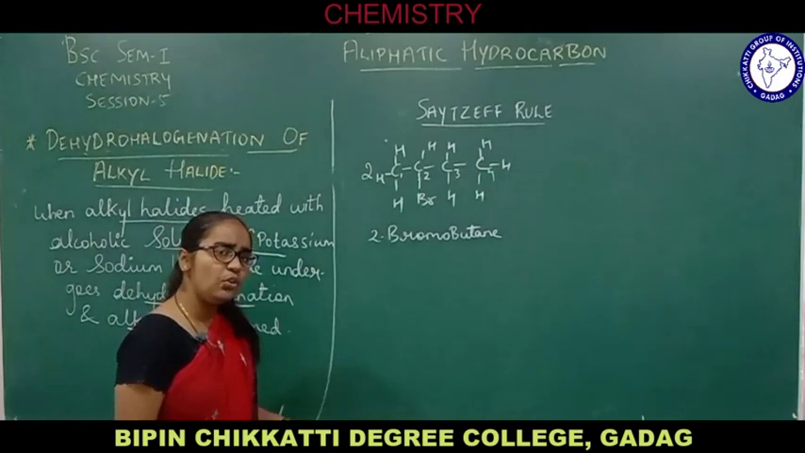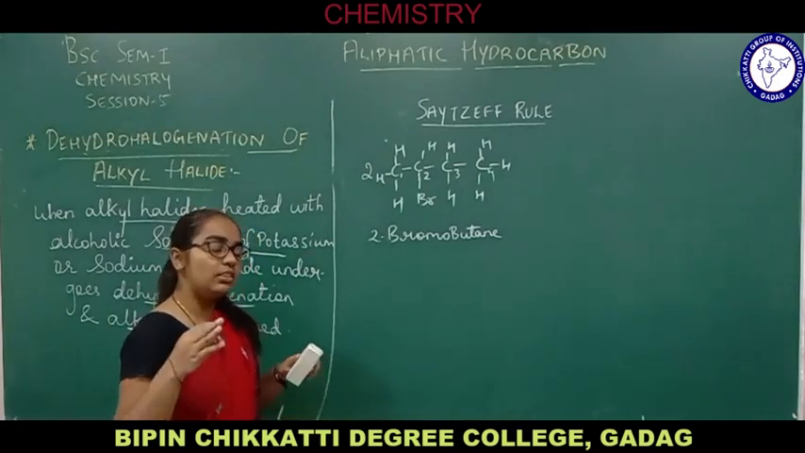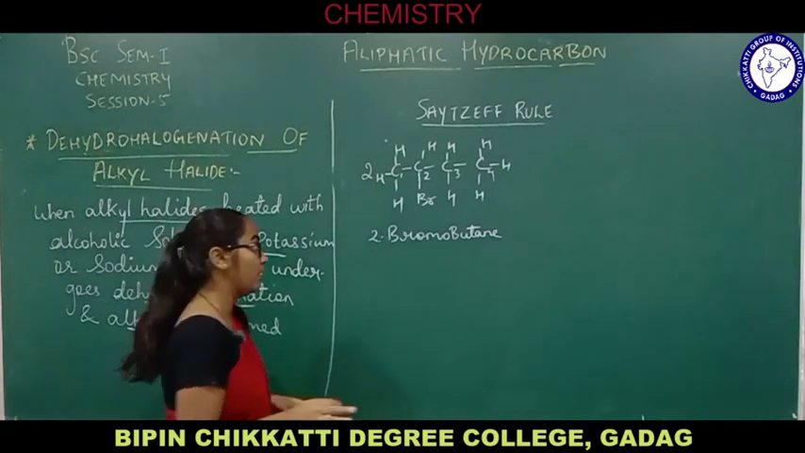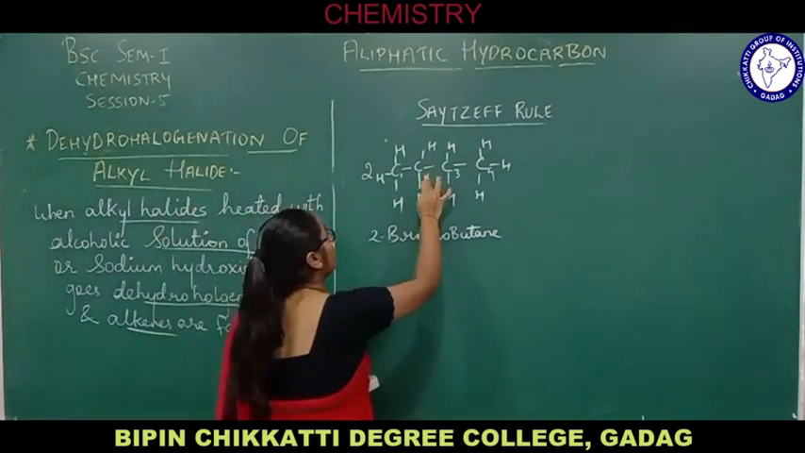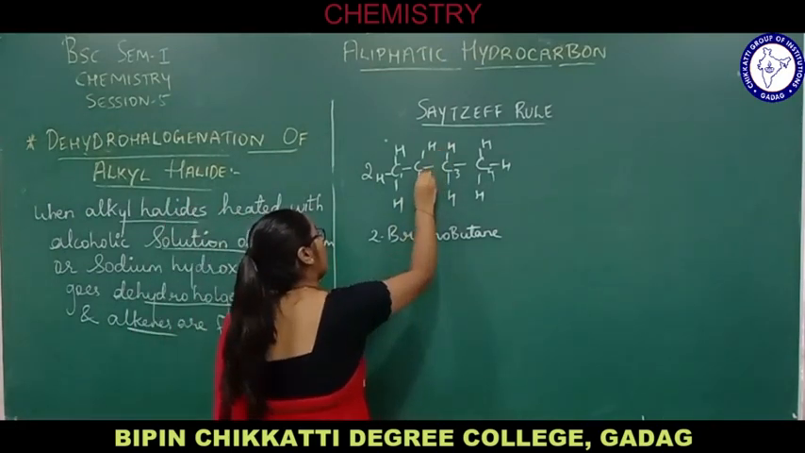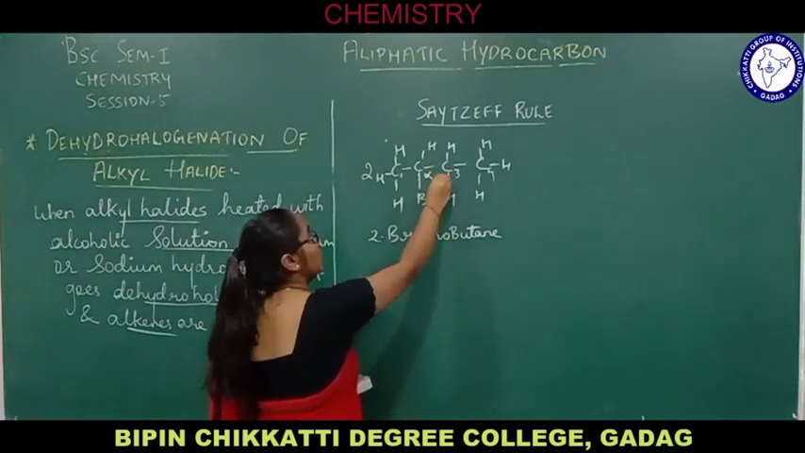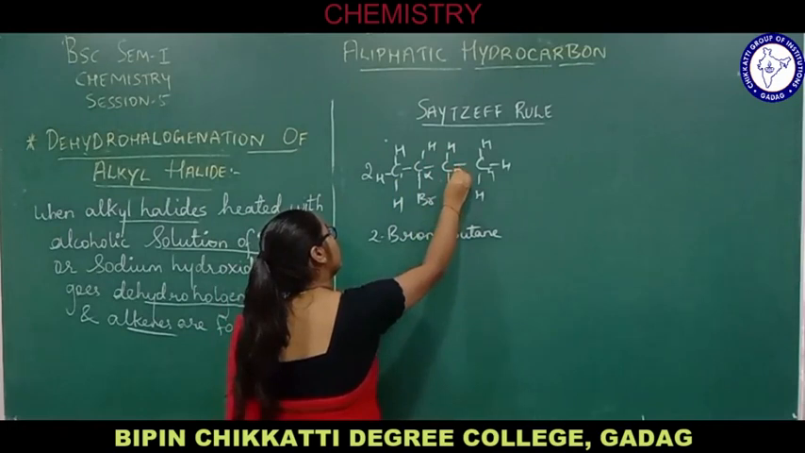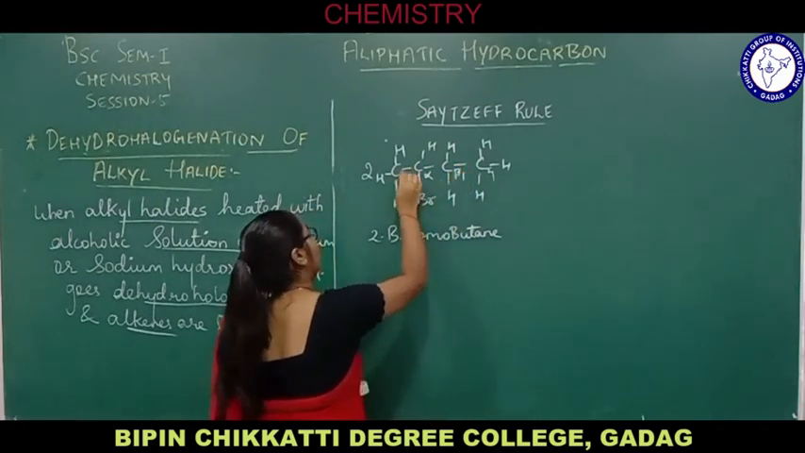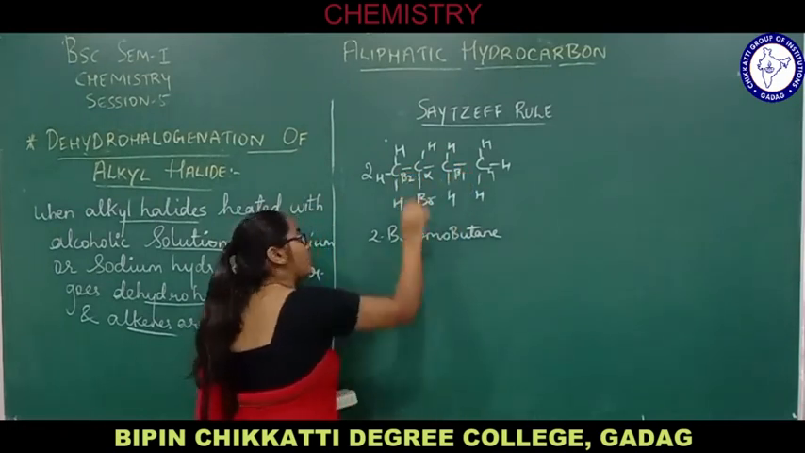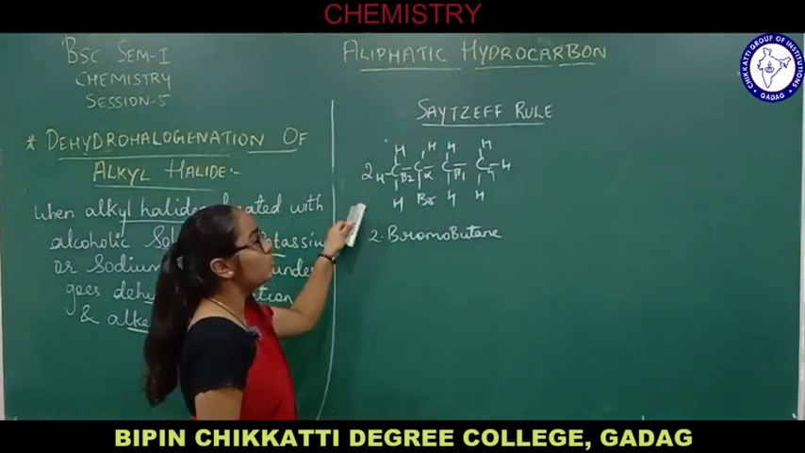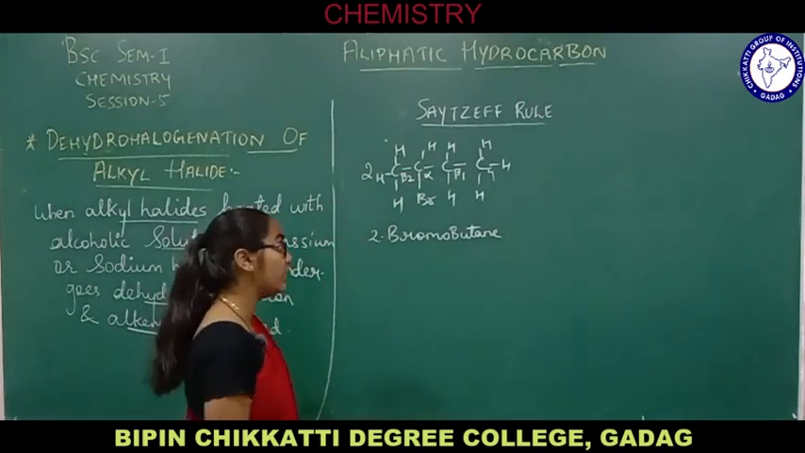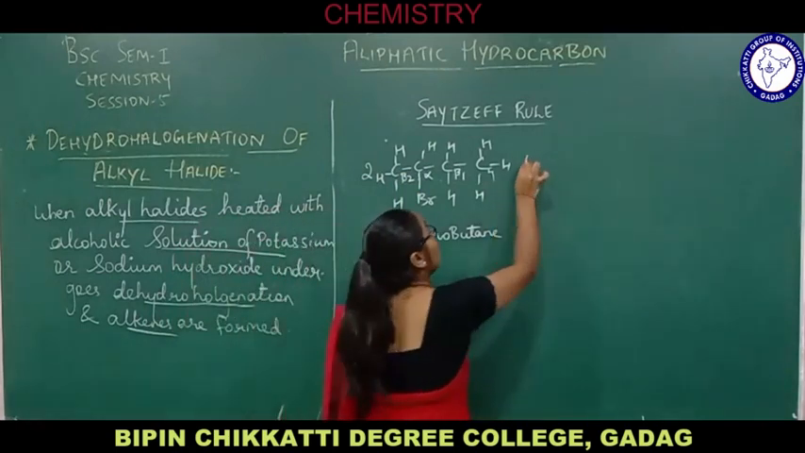And as we know, whenever the halo group is attached to that particular carbon, that is considered to be the alpha carbon, right? So this carbon number 2 is considered to be the alpha carbon, and the neighboring carbons next to the alpha carbon are beta carbons. So I'll consider this as beta 1 and the other one as beta 2.